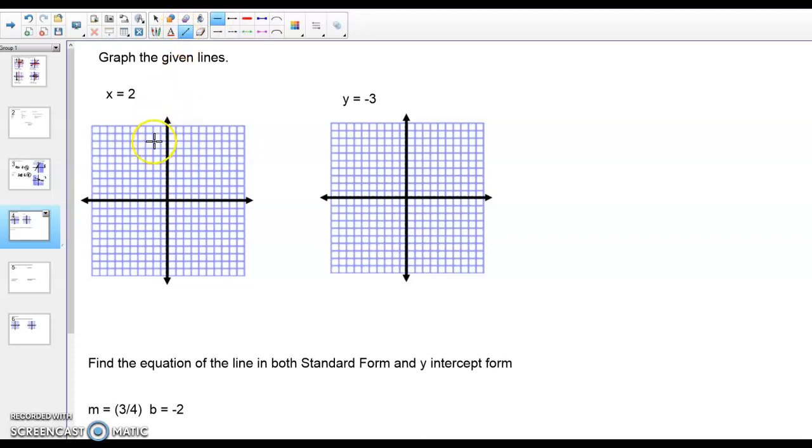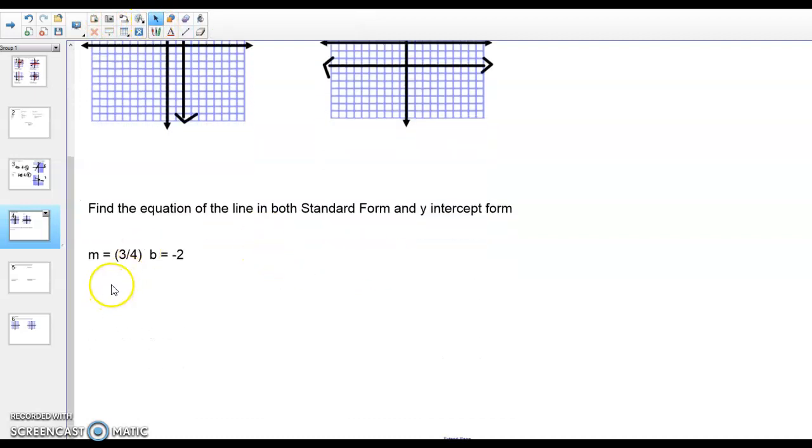These lines, I go to where x equals 2 on the graph, I would say here. And an x equals 2 line is a vertical line. Try and put the arrows so we know that it goes to infinity. Y equals negative 3, I'm going to negative 3 on my y-axis, and then draw a horizontal line right through it. And we should be able to graph x equals and y equals lines.